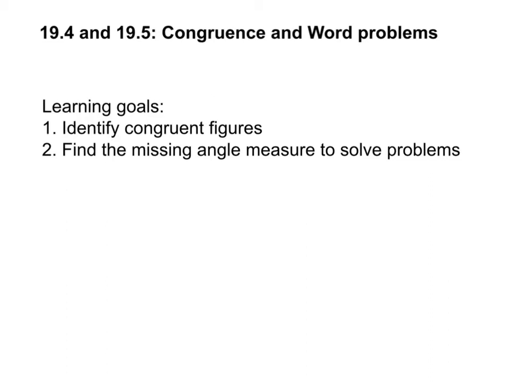So we are doing 19.4 and 19.5 today. One lesson is about congruence, which we will talk about in just a second, and the second lesson is about word problems. So you have two learning goals today. By the end of today's lesson, you will be able to identify congruent figures, and your second learning goal is to find the missing angle measure to solve word problems.